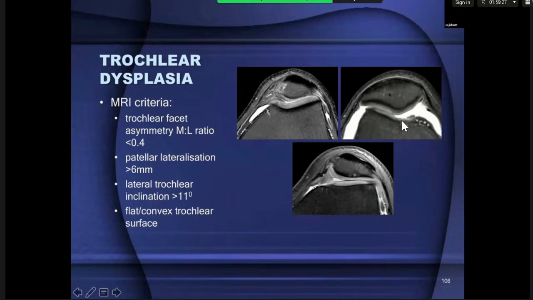The patella can be subluxed laterally, so more than 6 millimeters on the outside. That's abnormal. And the trochlear inclination is more than 11 degrees. So you can see that it's quite a shallow angle here between these two sides. And sometimes the trochlea, instead of getting a normal concavity, it gets convex. So that's a really dysplastic trochlea. Bottom line is that the trochlea would be very shallow, maybe even convex, and the patella would have subluxed laterally, which is what a dysplastic trochlea would look like.